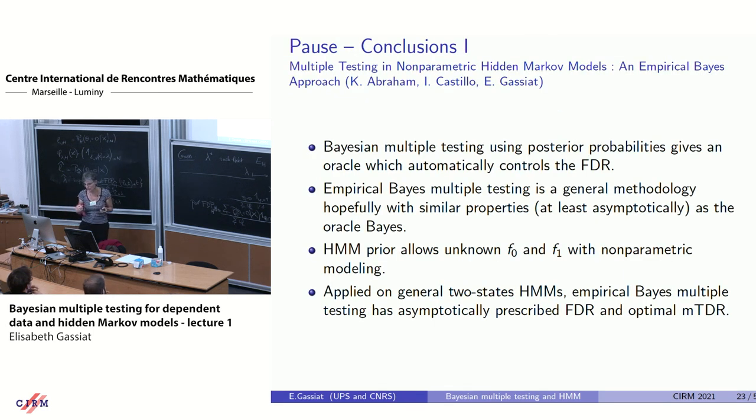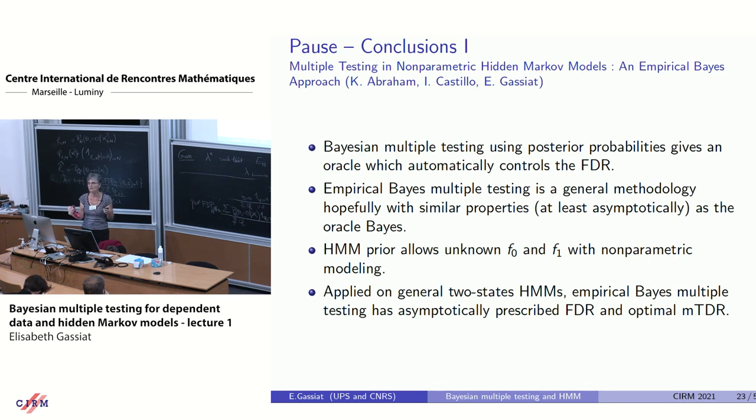So that's the end of the story of empirical Bayes multiple testing. Bayesian multiple testing is a very general procedure that you can use in any modeling situation, and which gives, when you look at it under the Oracle, automatic control of the FDR and optimal power. To use it, the empirical Bayes general methodology says that you compute your posterior probabilities using data-driven quantities, and the hope is that you can prove that it behaves as the Oracle, and that's what we've done for hidden Markov models.